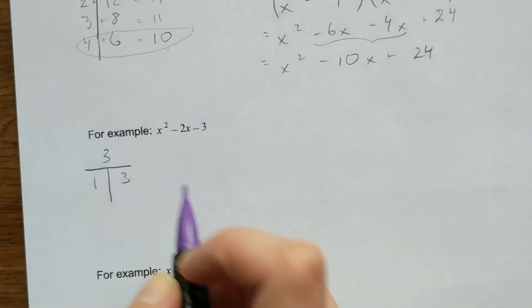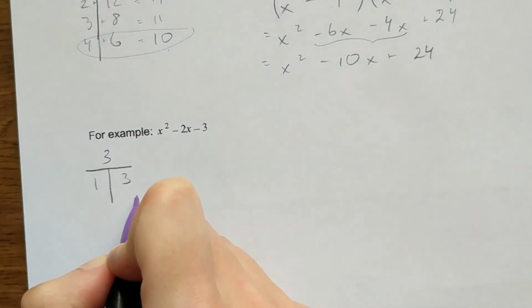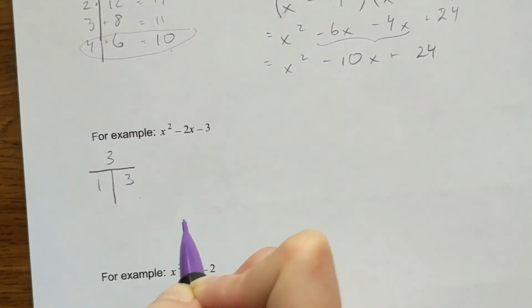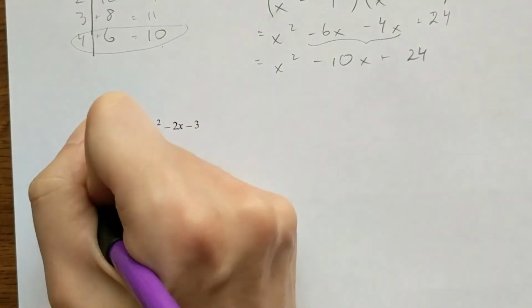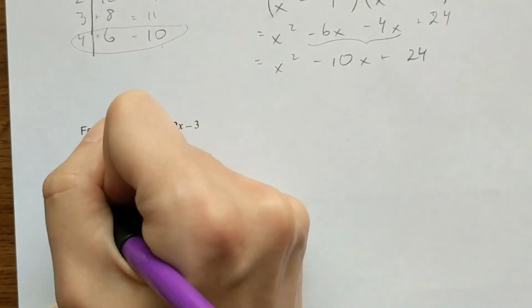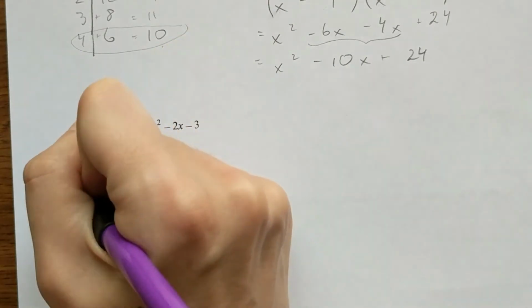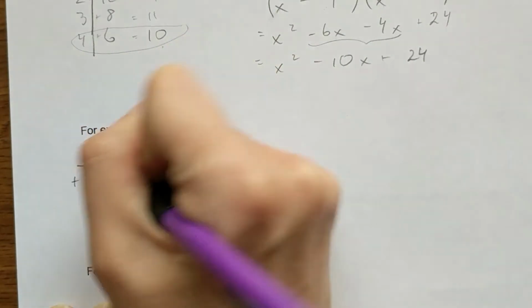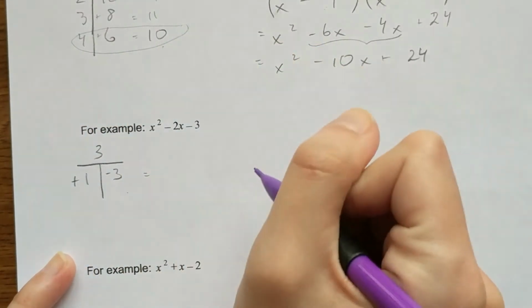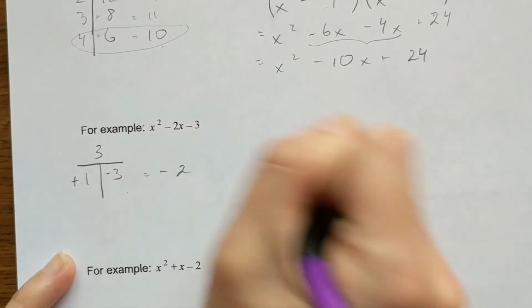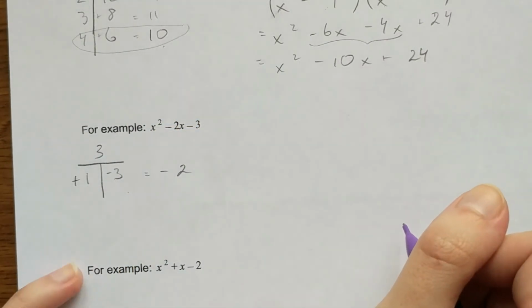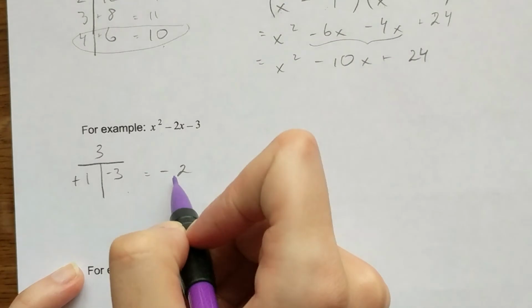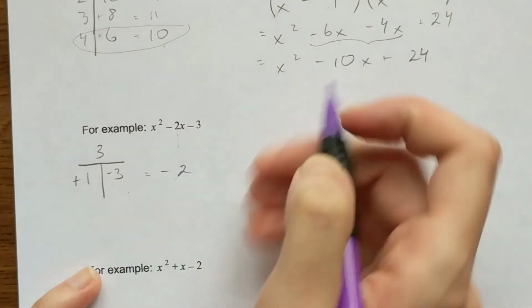Let's take a look here. 1 and 3 are my factors. The smaller number has to be positive. If I have a positive 1 and a negative 3 and I add those together, that gives me negative 2. So that works out perfectly, negative 2.